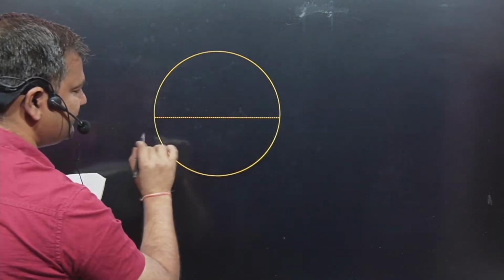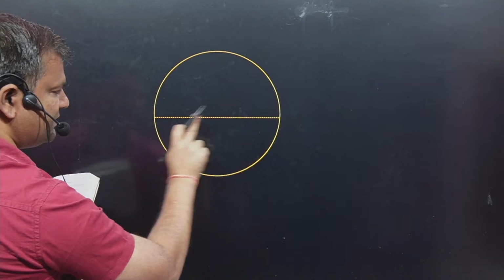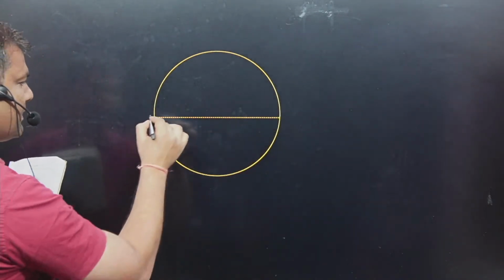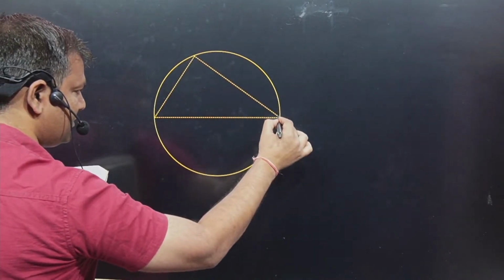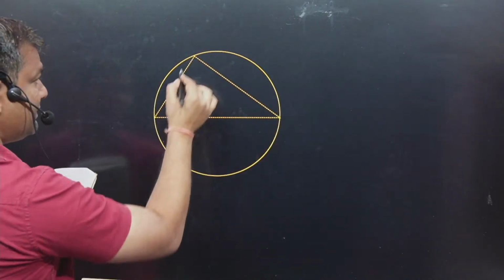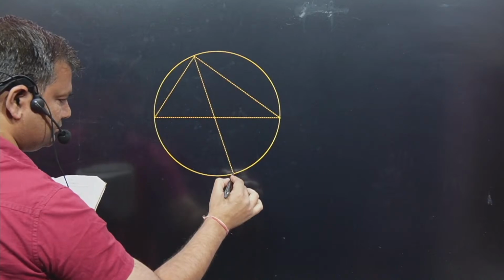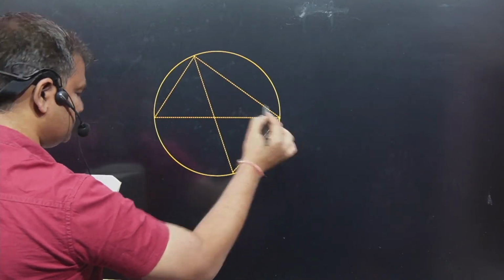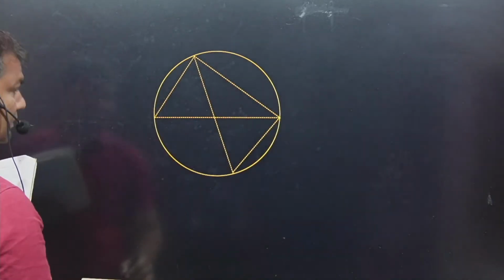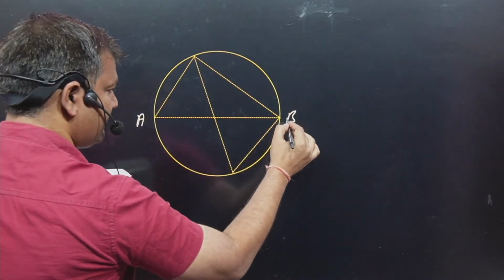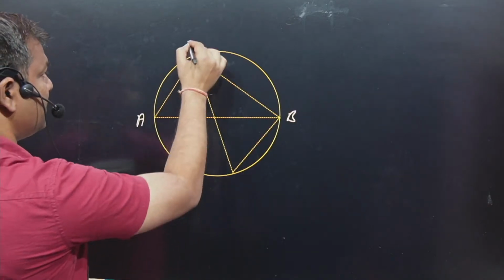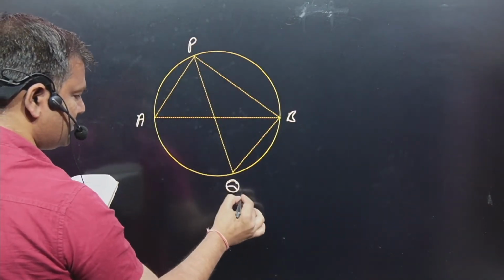Now this one is a diameter, according to the question, and this one is a triangle, and after that another. Here A, here B, and here P, and here Q.